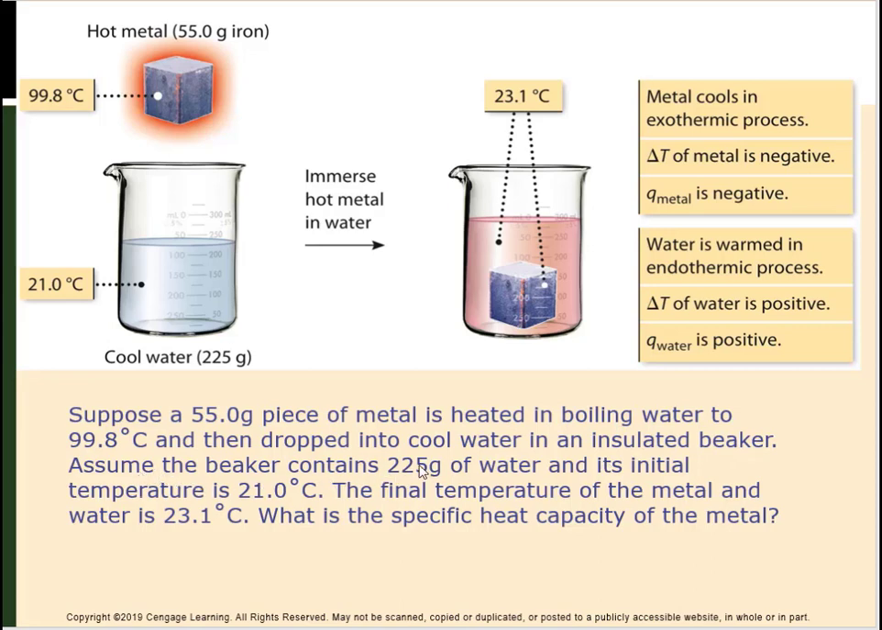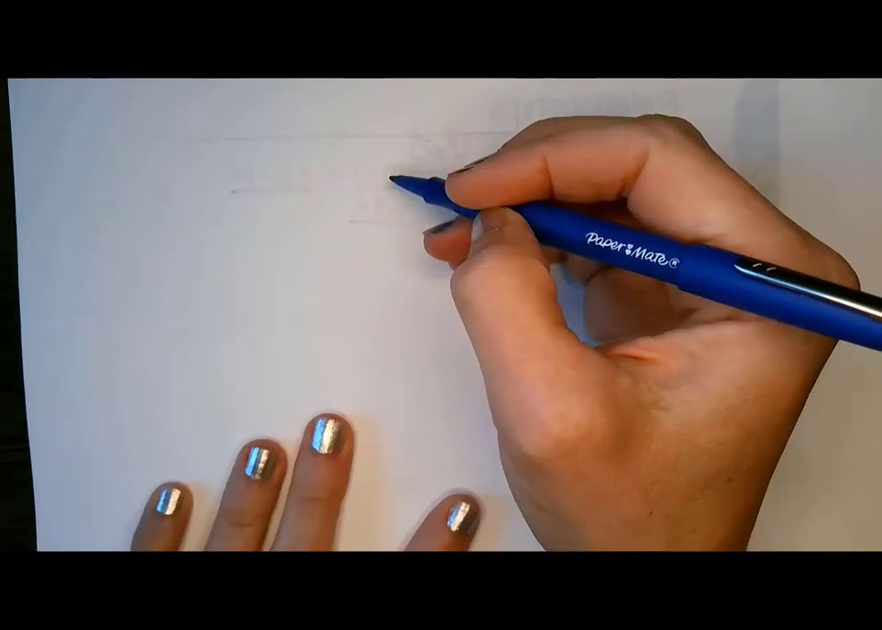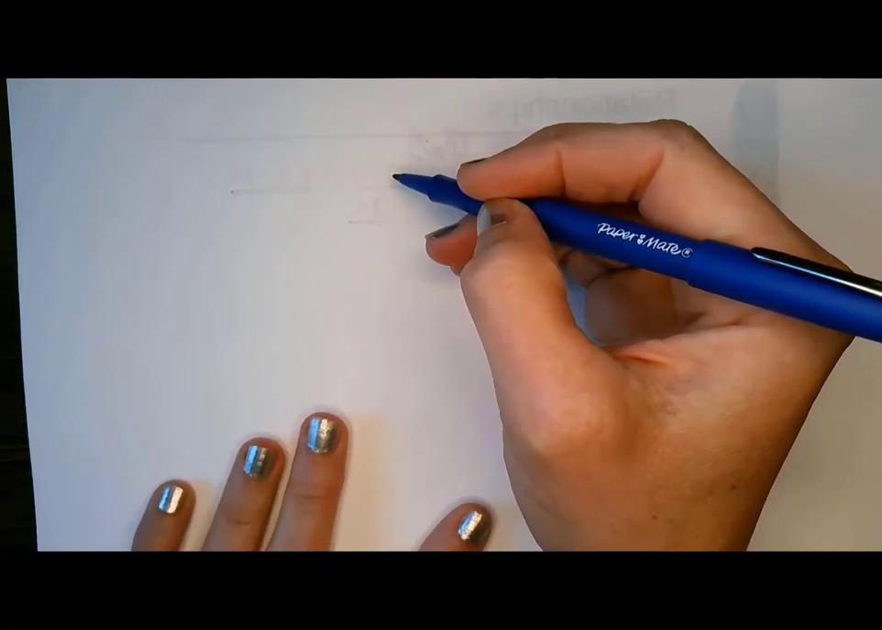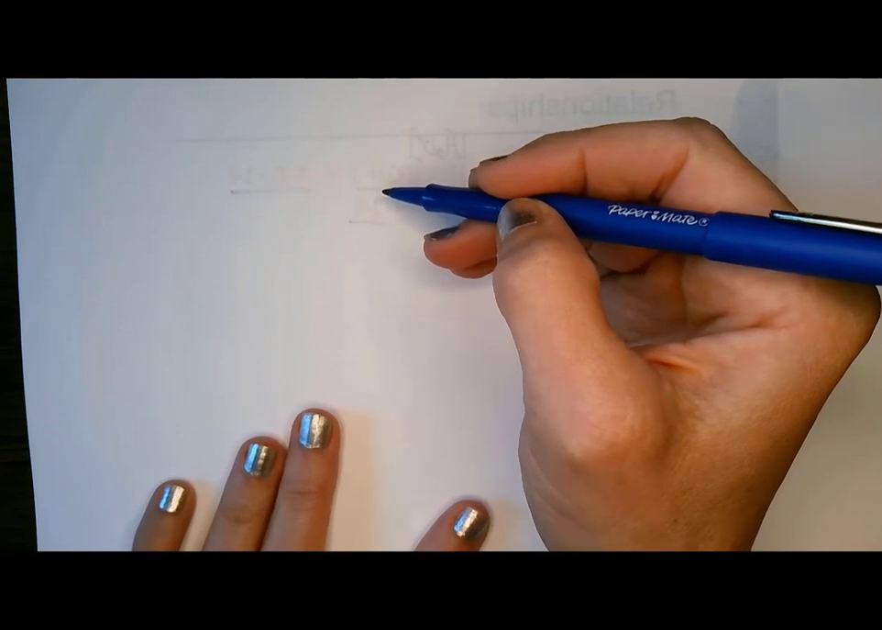Assume the beaker contains 225 grams of water and its initial temperature is 21. The final temperature of the metal and the water is 23. What is the specific heat of the metal? So we're given a whole lot of information here. Let's unpack. Like we just said, because of the law of conservation of energy, energy cannot be created or destroyed.